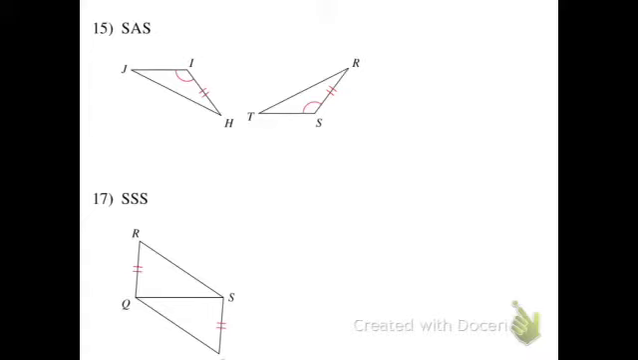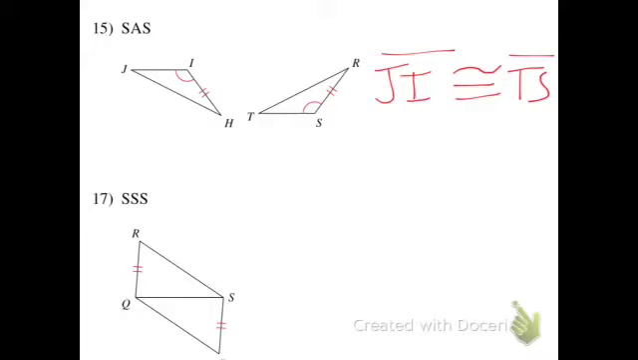Moving on to the next one, 15 and 17. 15, when you have side, angle, side. Here we have side, angle, we need that side. Here we have side, angle, we need that side. We need those pairs of sides to match up. So we need, I'm going to write up here, we need JI to be congruent to TS.